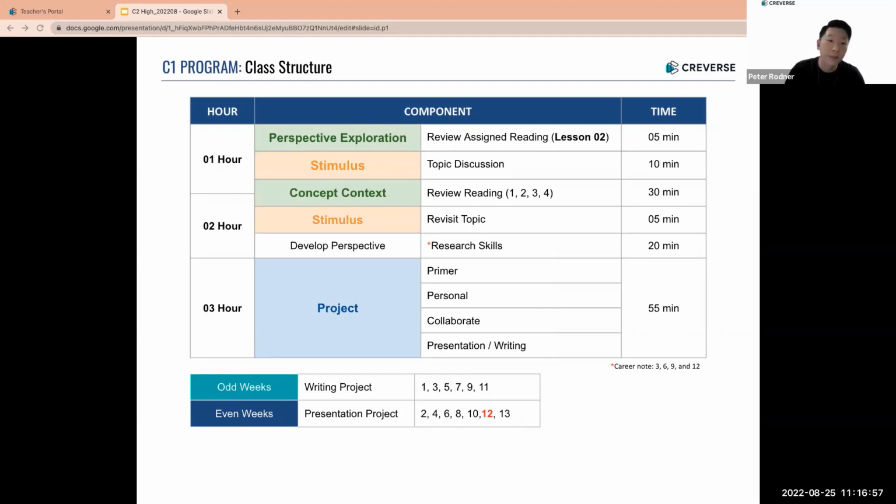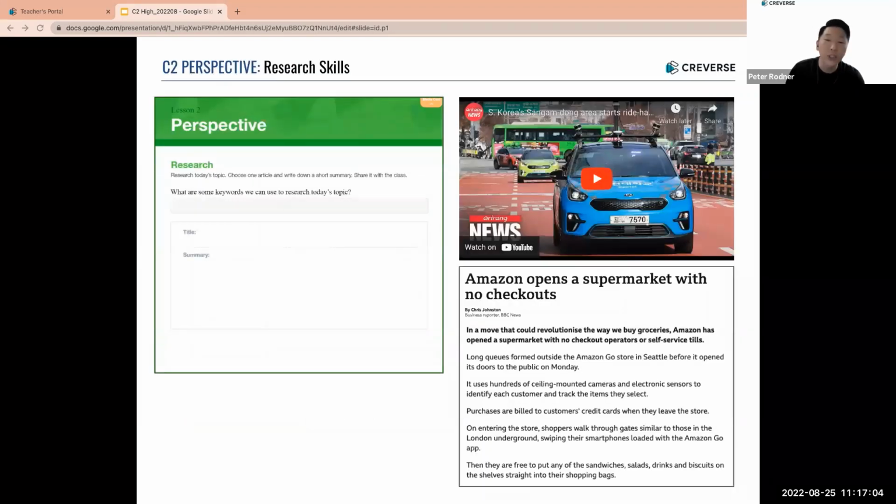Okay. So moving on to develop perspective, the research skills. Research skills are really important for your students, not only in C2 high, but in C2 low. You should remember when you train, right? Tiger moms, how would you research that? If students are looking up keywords, this can be difficult for them. If a student goes on the internet and just looks up tigers, that's not going to give the type of information that they're looking for.